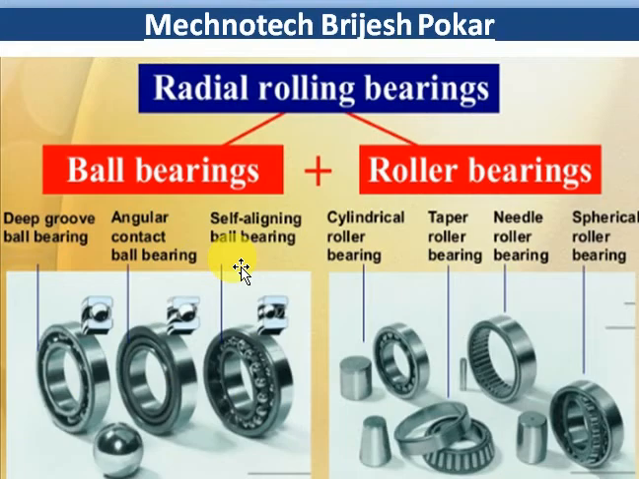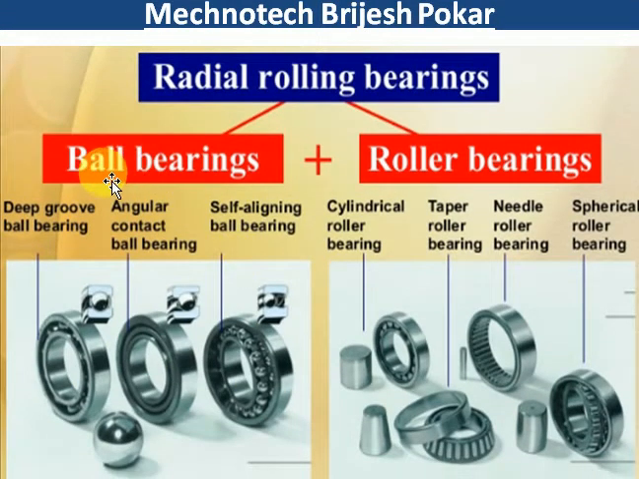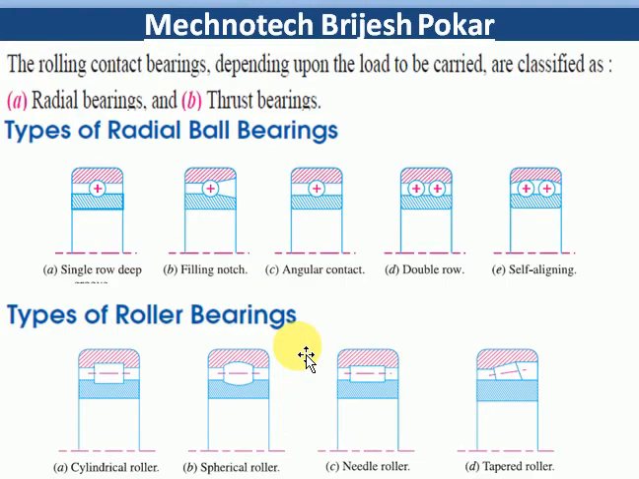Now here again two types are given, ball and roller bearing. So in ball bearing there are a few types, that is deep groove ball bearing, this is angular contact bearing, this is self aligning bearing, and in roller bearing this is a simple cylindrical roller bearing, this is a taper roller bearing, this is a needle roller bearing, and this is a spherical roller bearing. So let us see in detail.